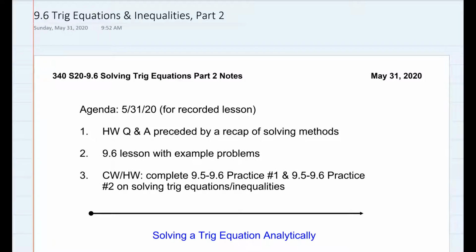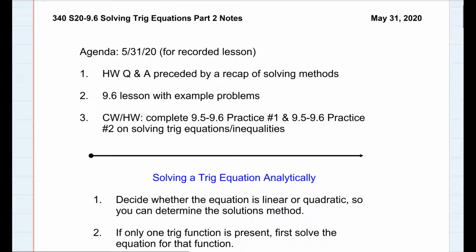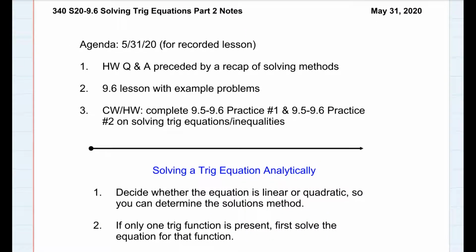Hello class, Mr. King. We are going to move into part 2 of solving trig equations, and we'll look at inequalities today. Your assignment will probably be a practice sheet, possibly 2 practice sheets over a few days.